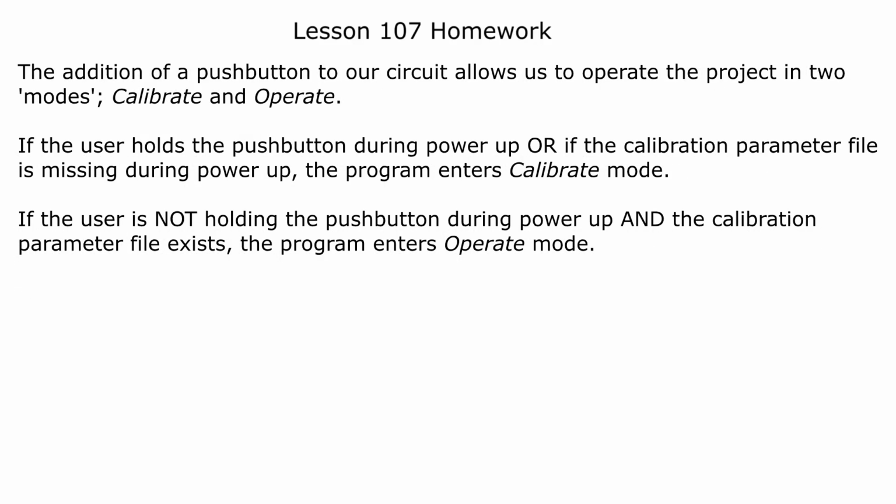The addition of a push button to our circuit allows us to operate the project in two modes: calibrate and operate. If the user holds the push button during power-up, or if the calibration parameter file is missing during power-up, the program enters calibrate mode. If the user is not holding the push button during power-up and the calibration parameter file exists, the program enters operate mode. Let's have a look at the code.